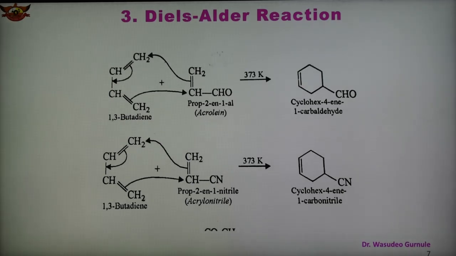So in this way we obtain the product, and because there is a formation of a ring, it is known as a cycloaddition reaction. So this is an important Diels-Alder reaction, and this Diels-Alder reaction does not involve ionic or free radical intermediates, does not require any catalyst, and is also insensitive to the polarity of the solvent.